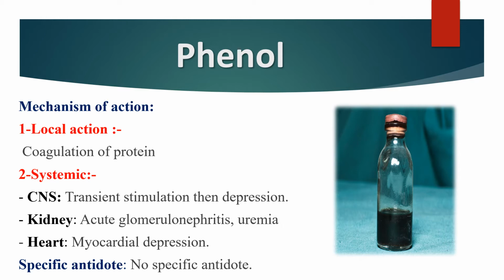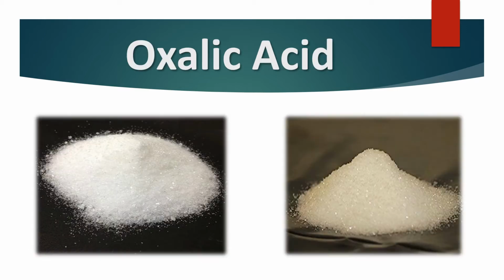Additionally, phenol acts systemically by affecting three organs: CNS, kidney, and heart. For CNS, first it causes stimulation, then depression. In kidney, it causes glomerulonephritis, then may reach renal failure and uremia. In heart, it causes myocardial depression. Of course, phenol has no specific antidote. Okay, this is the first poison.